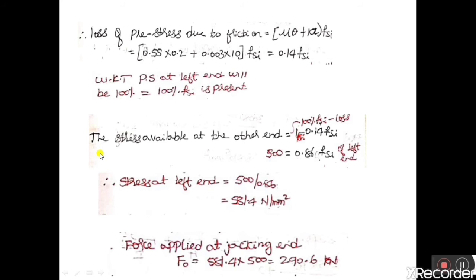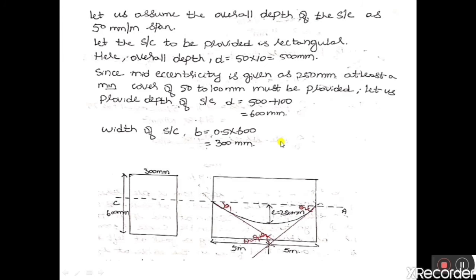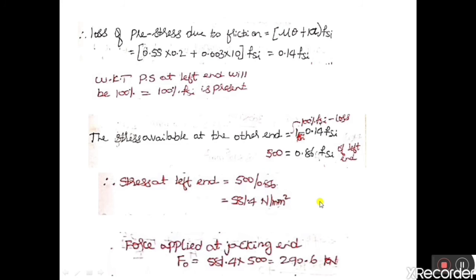So next, the stress available at the other end. What will be the stress at this end? The stress at this end will be equal to 100% stress, which is applied at this end, minus losses. We will get the stress at this end. So that is what is shown here. Stress available at the other end is equal to 100% Fsi minus losses.